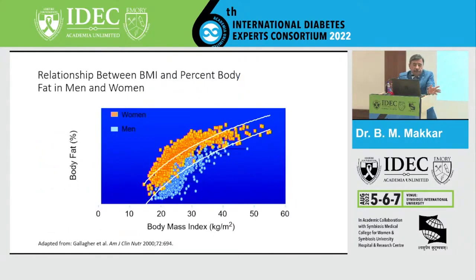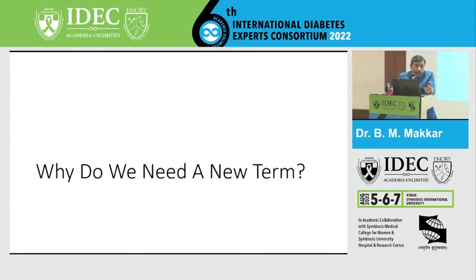Now, there are studies which have clearly shown a strong correlation between body mass index and total body percent fat, both in men and women. Then why can't we use body mass index as a parameter or definition for obesity, and why do we need a new term? So basically, there are multiple objections to the use of the term obesity or body mass index as a parameter of obesity.